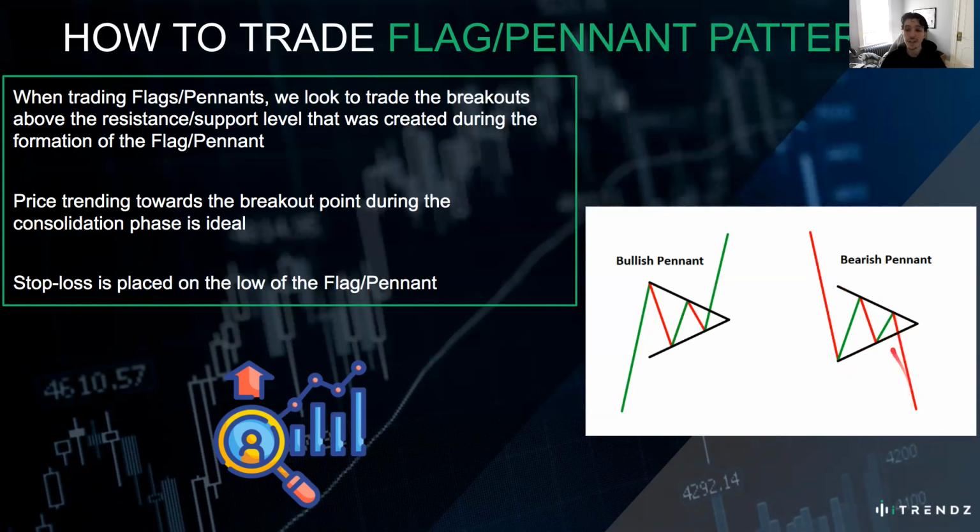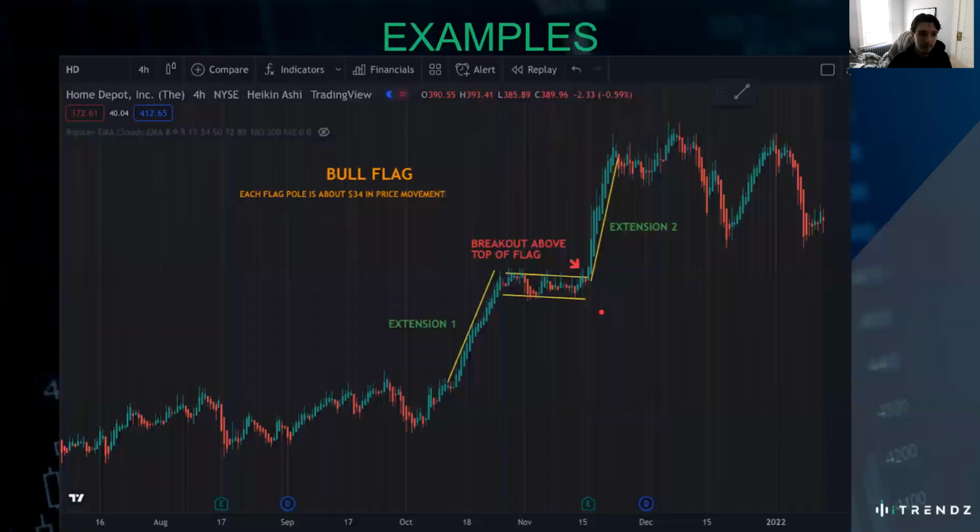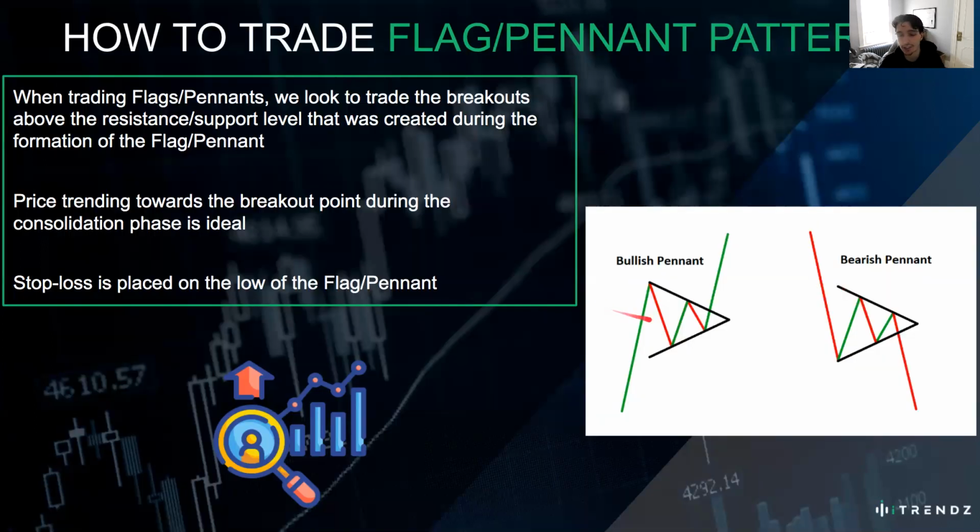It'd be most ideal if your highs are trending lower on that bearish pennant, and with the bullish pennant, if your lows are trending higher. So hopefully that makes sense. Oh, and then the stop loss is placed at the low of the flag.